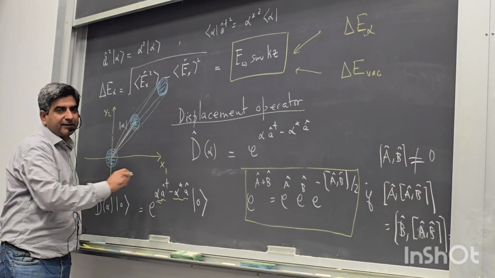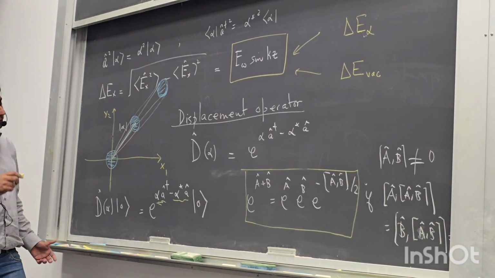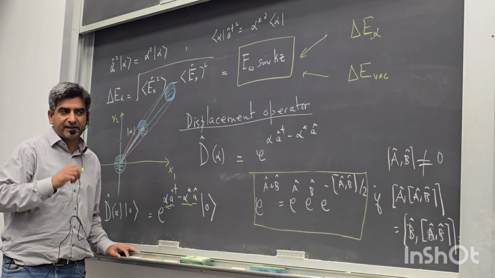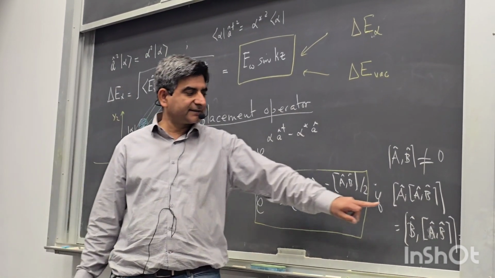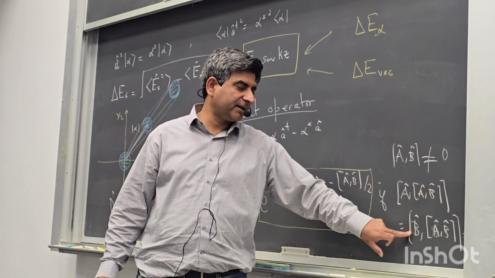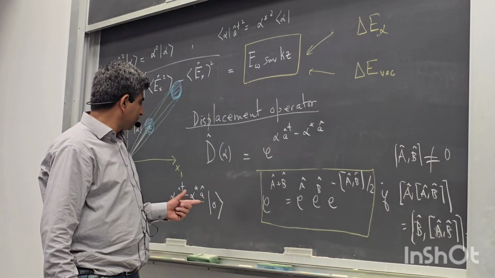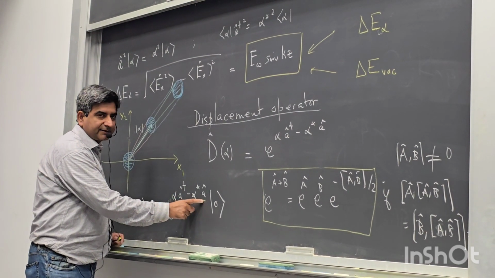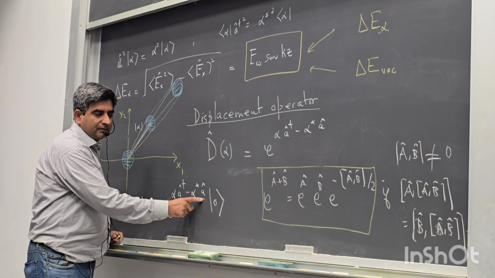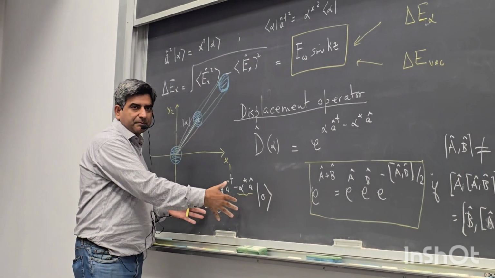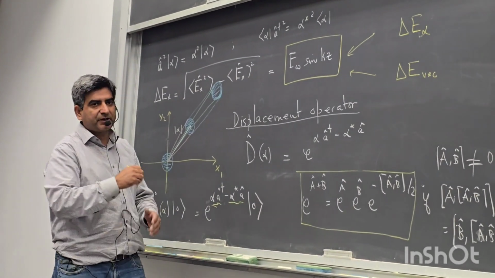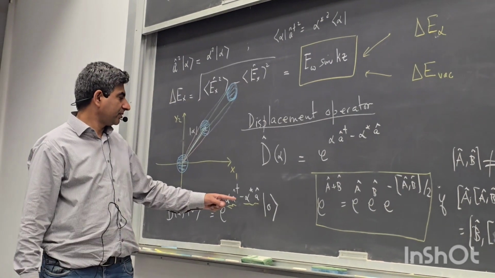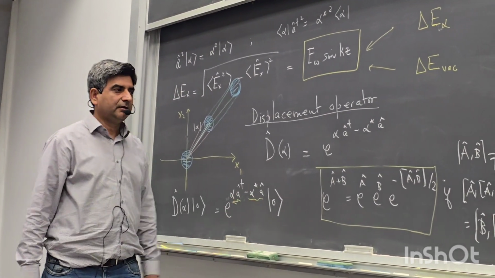I do know that A dagger doesn't commute with A, but I do know what the commutator of A dagger and A is. It's minus 1. It's a scalar. A commutes with any scalar, B commutes with any scalar. So this holds true if I take this to be capital A and this to be capital B. So I can split this exponent into smaller exponents. I do, however, need to compute the commutator of this object with this object, right?